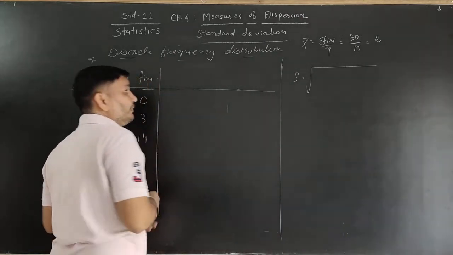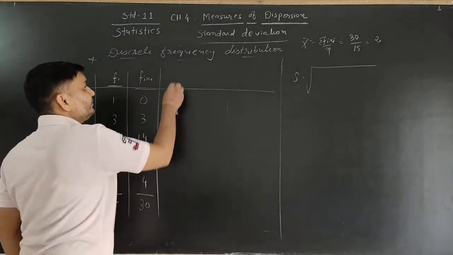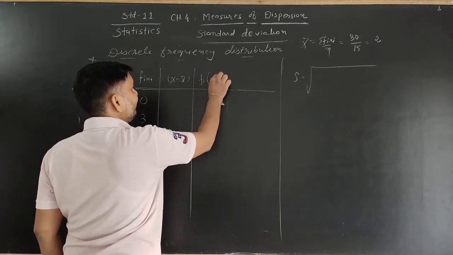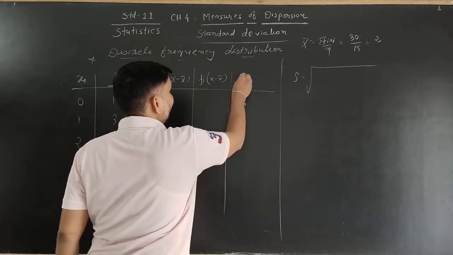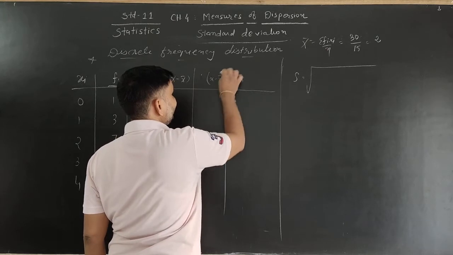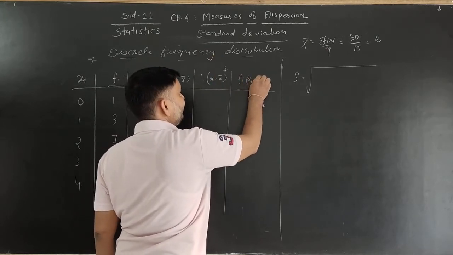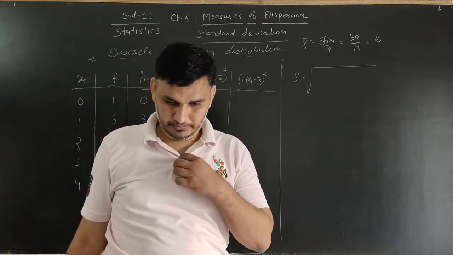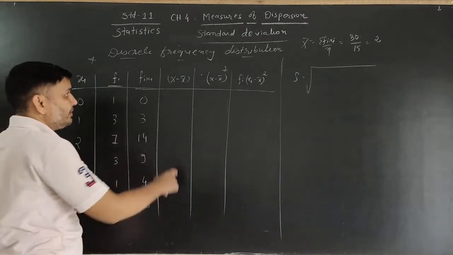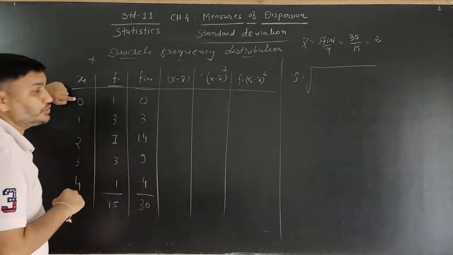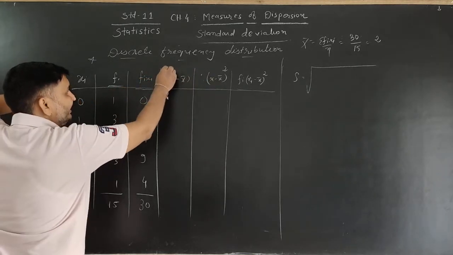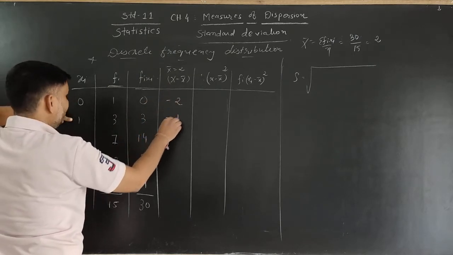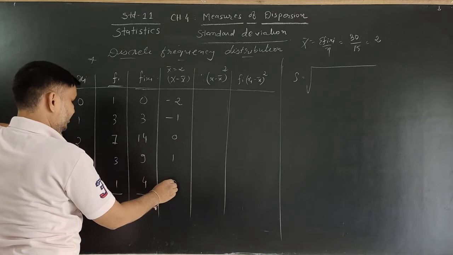So we can find it with the help of deviation from the mean, x minus x bar. Then fi into x minus x bar square, that is fi into xi minus x bar square. So first we find x minus x bar, which means deviation from the mean. See, xi is 0 and the mean x bar is equal to 2. So 0 minus 2 is equal to minus 2. 1 minus 2 is equal to minus 1, then 0, 1 and 2.